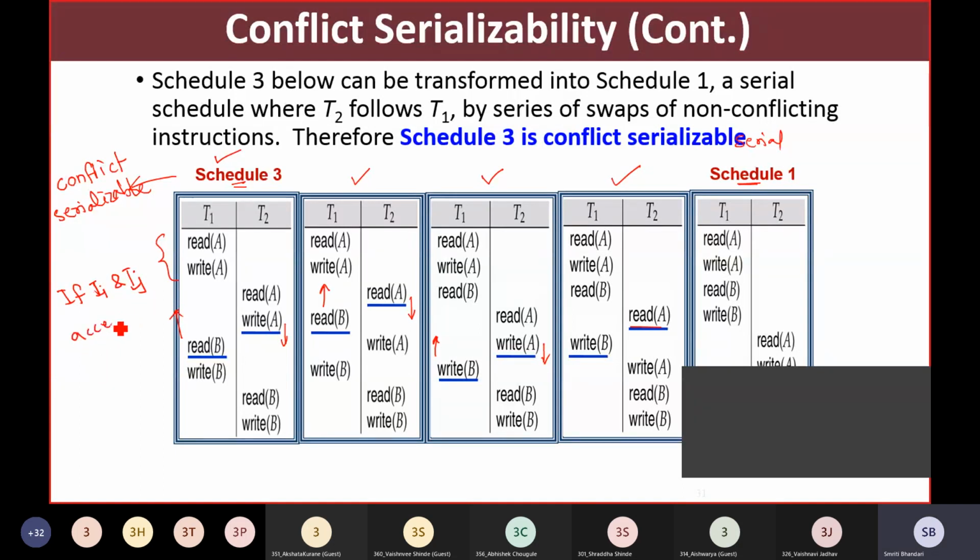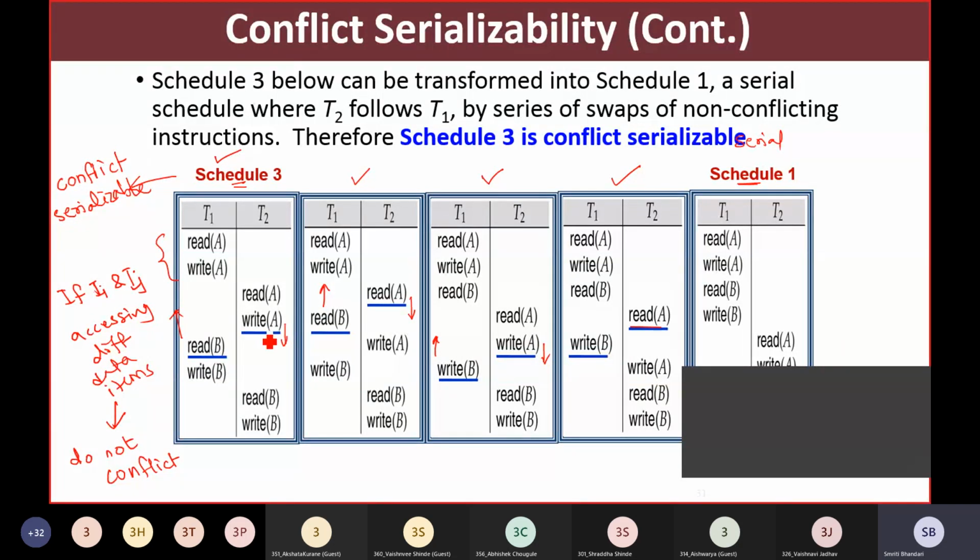So very first situation is if instruction Ii and instruction Ij are accessing different data items, then definitely they do not conflict. And if they do not conflict, then we can change the order of these instructions.